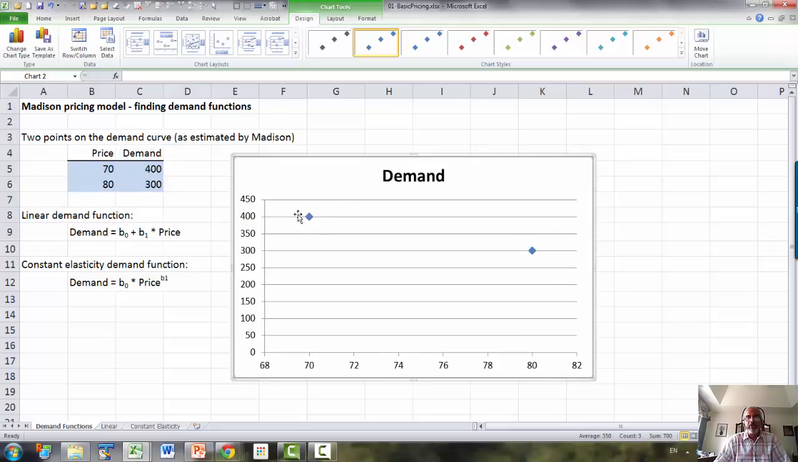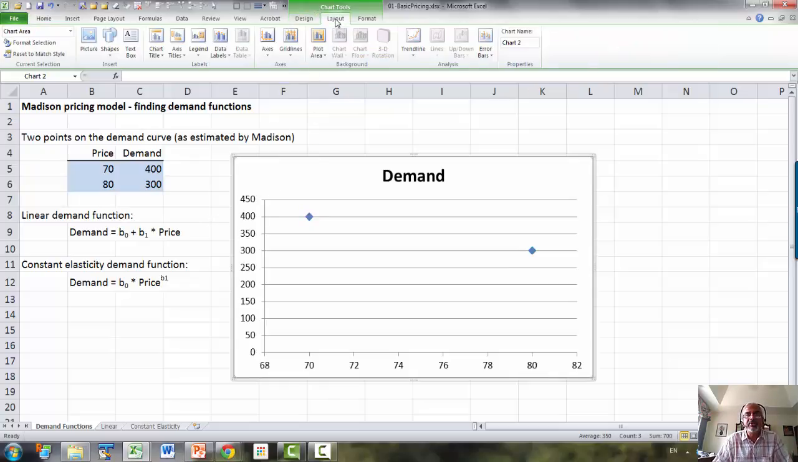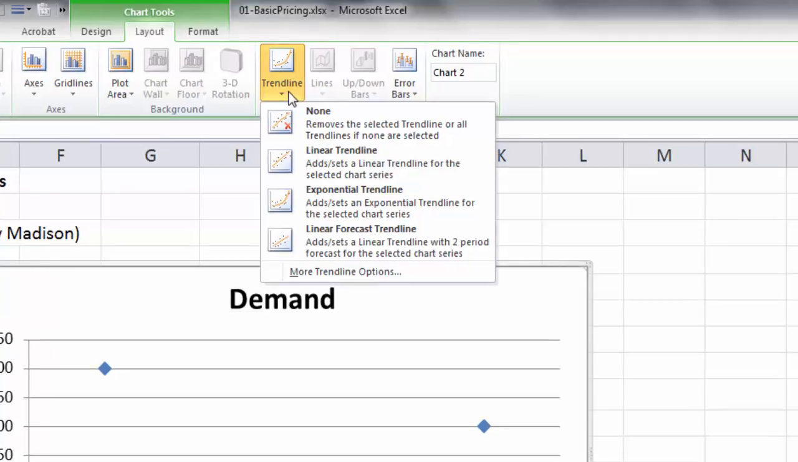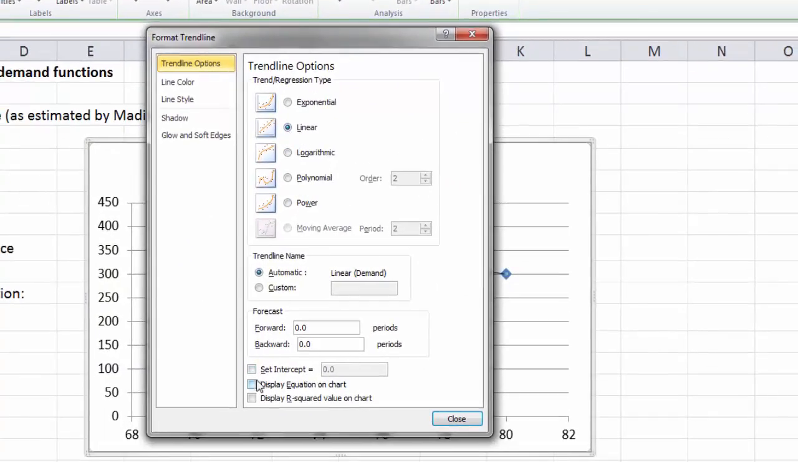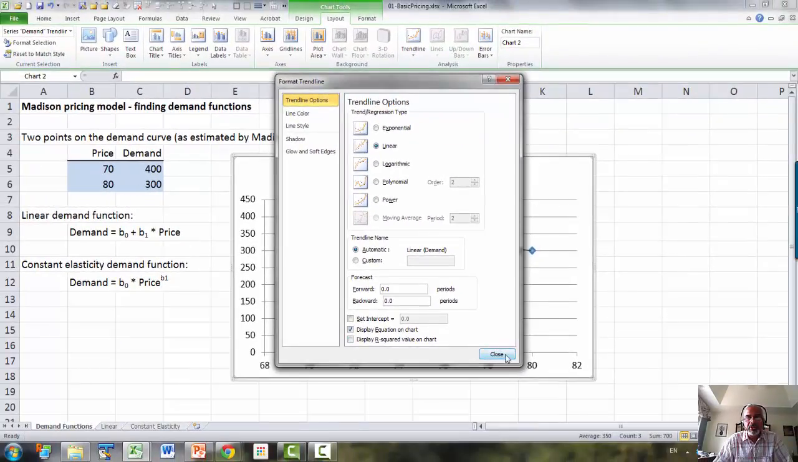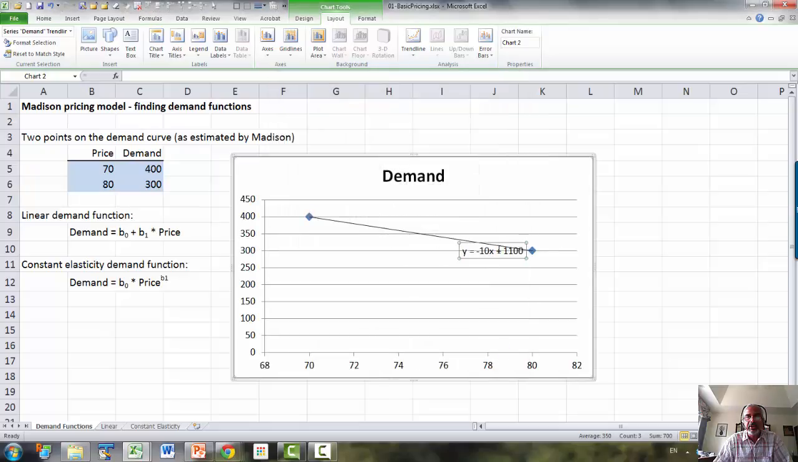Now we want to fit a straight line, linear demand. There are many different ways in which we can do this. One way is to go to layout and fit a trend line through those 2 points. I'll select more trend options, and that way I can also generate the function, the B sub 0 and B sub 1 values. Here we select linear, and we'll select display equation on chart. That way the equation is displayed.